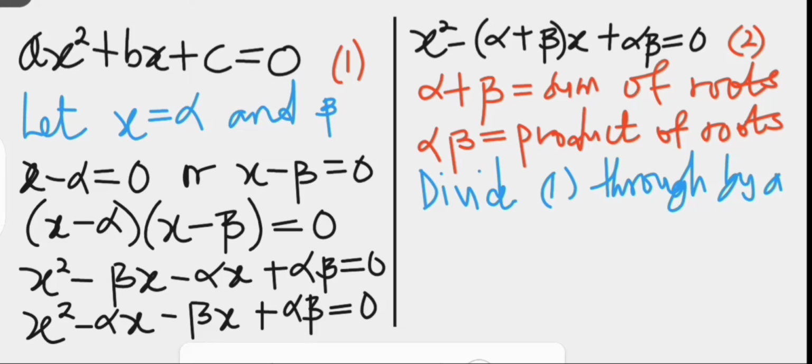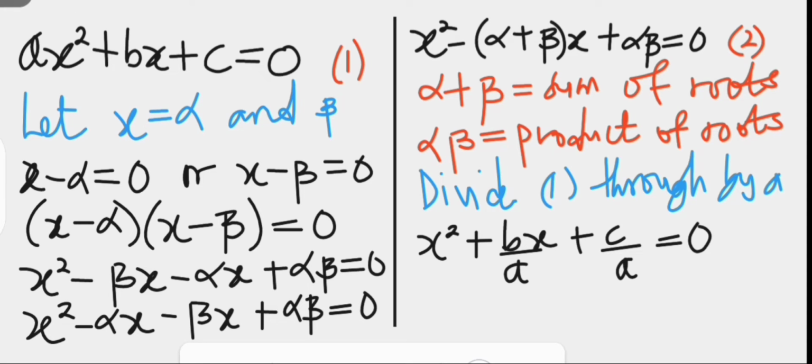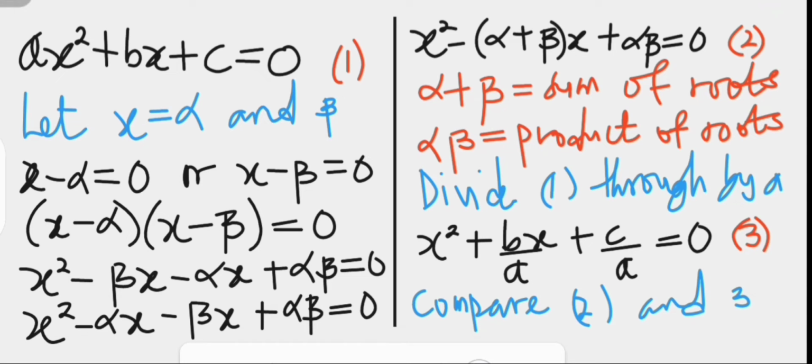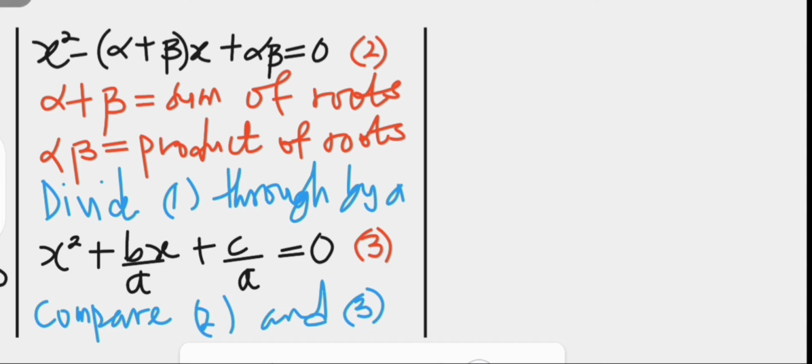Dividing 1 through by a is going to give us x squared plus b over a x plus c over a equals 0. We shall be calling this 3. And finally, we compare 2 and 3. In comparing 2 and 3, the leading coefficients are both 1. So we move to the terms in x.